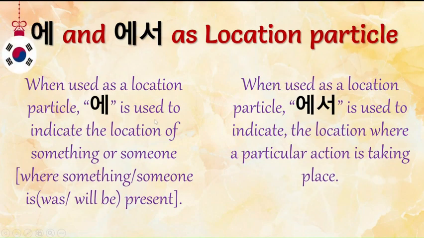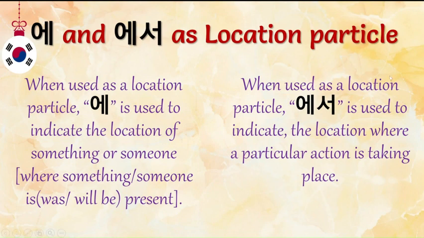Now the second difference arises when 에 and 에서 are used as location particles. When you use 에 as a location particle, it indicates the location of something or someone, which means where something or someone is present, was present, or will be present. 에 indicates the exact location where something or someone is present.